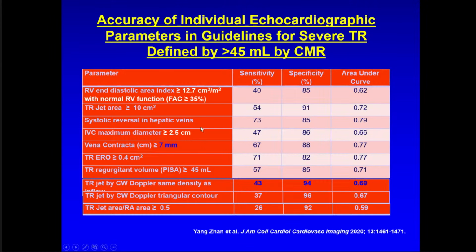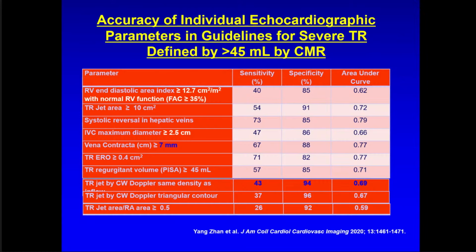If you look at the systolic reversal in the hepatic veins, if you look at the IVC maximum diameter of at least 2.5 centimeters, the cutoff of 7 millimeters for the vena contracta and ERO of 0.4, you're looking at pretty specific signals. But many of the color Doppler signals tend to have lower accuracy. This was a TR ERO that was with the correction factor that we talked about. A normal RV function with a large RV should trigger the concern that there may be a significant degree of TR that has not been covered.